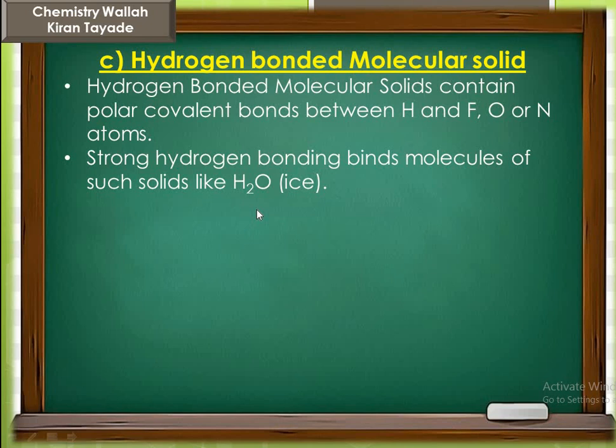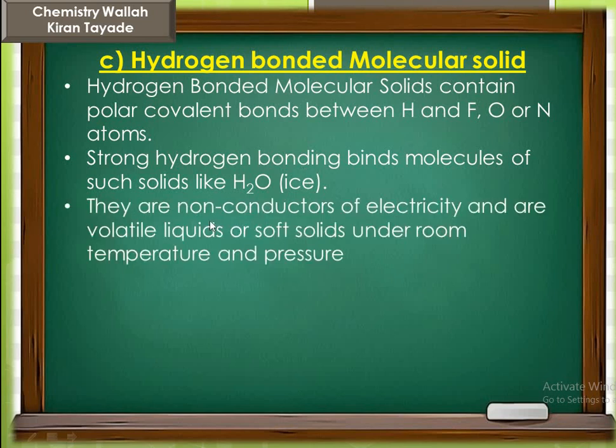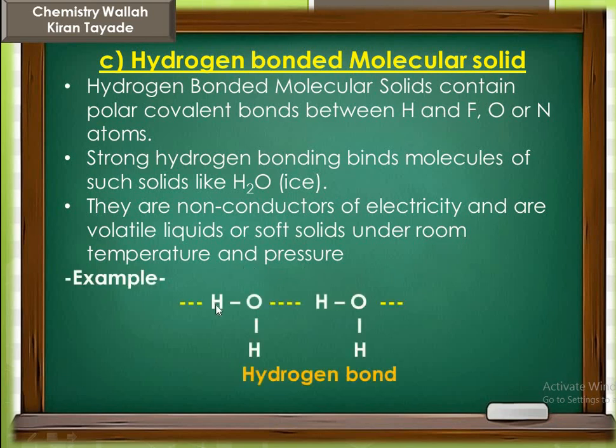So the hydrogen of one H2O and the oxygen atom of another H2O are linked by strong hydrogen bonding, and they bind and form ice. They are non-conductors of electricity, and are volatile liquids or soft solids under room temperature and pressure. Example: this is the water molecule.